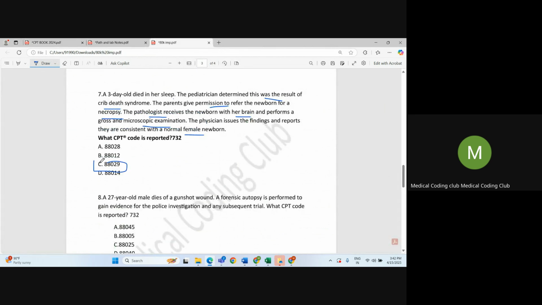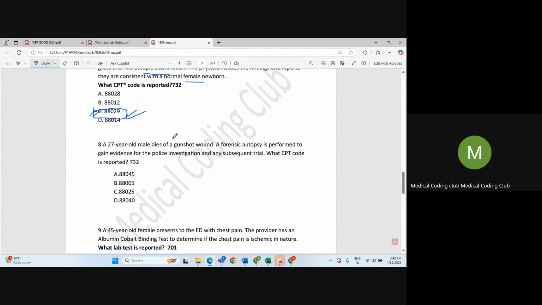You can see option C is correct. If it is infant with brain, you will select 88028. Since it's newborn with brain, as they have documented, you have to select 88029. Answer is C. Next question, again regarding anatomic pathology. A 27-year-old male dies of gunshot wound. A forensic autopsy is performed to gain the evidence for the police investigation. So it's a forensic autopsy.